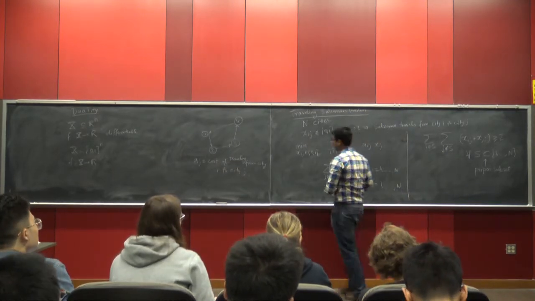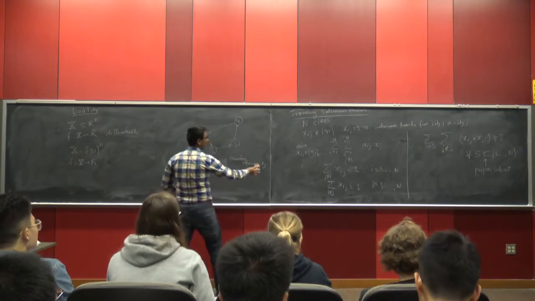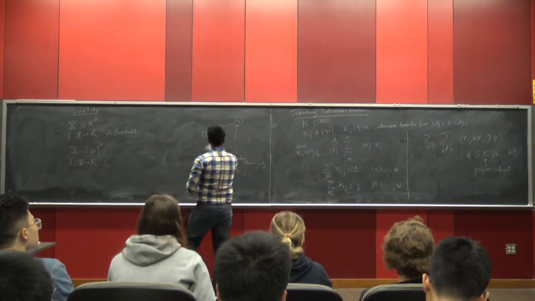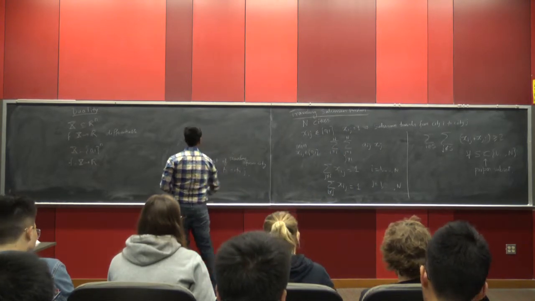For this, consider this problem where if you did not have this constraint, if you did not have that constraint, a solution would look something like this.